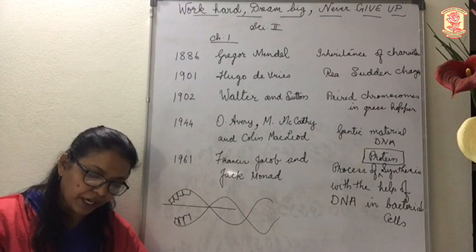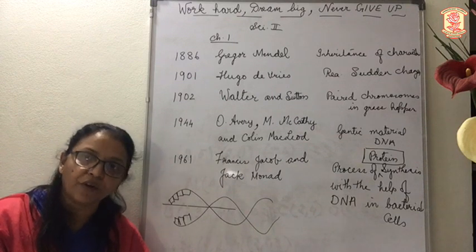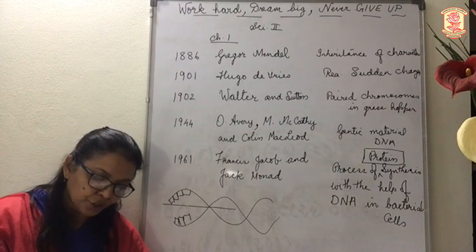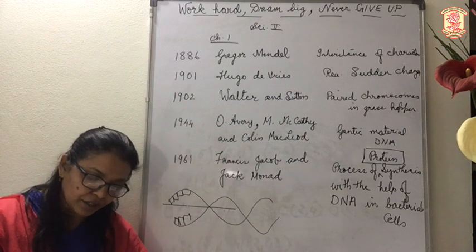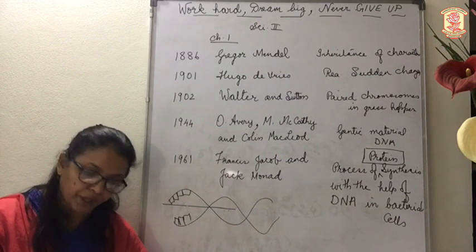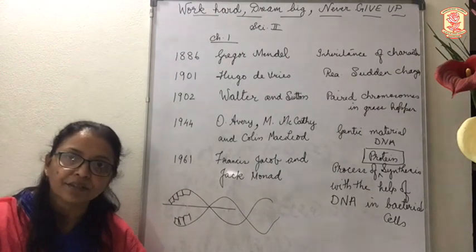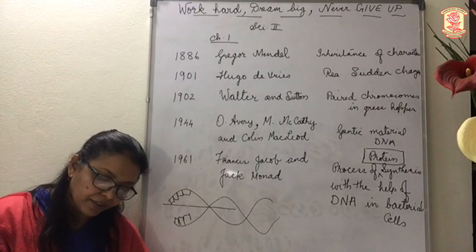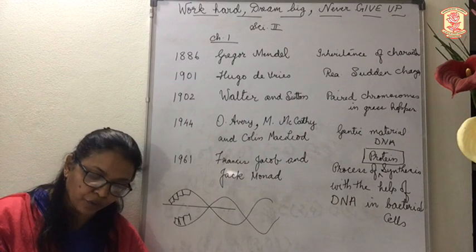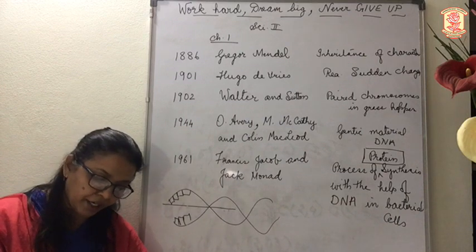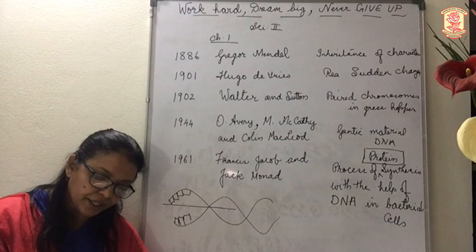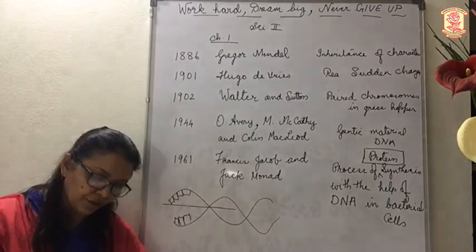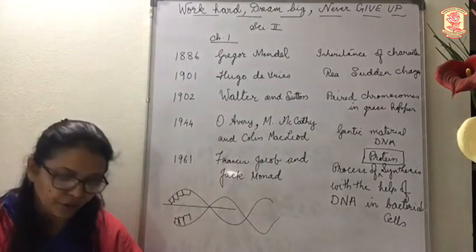During this process, the ribosome keeps on moving from one end of the mRNA to the other end by the distance of one triplet codon. This is called translocation.